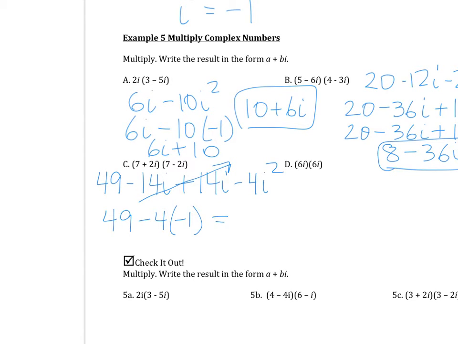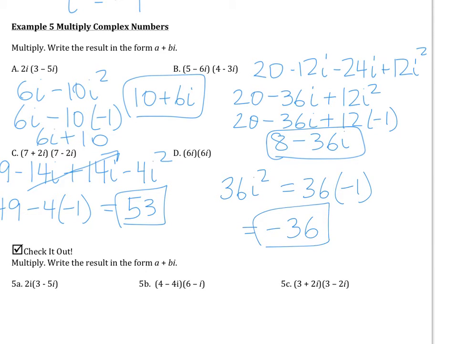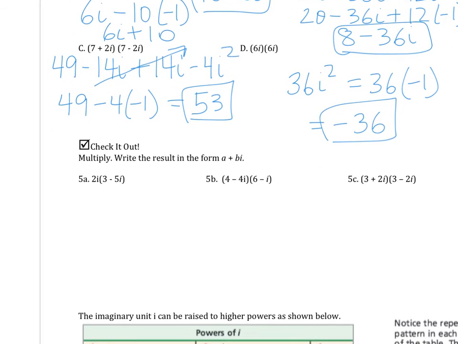And 49 plus 4, and the last one, you multiply the numbers, you multiply the i's, so you get -36. Pause the video and try the examples, then check yourselves with the answers.